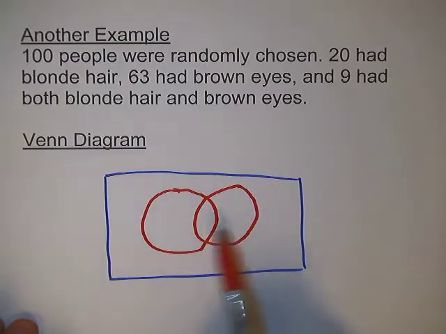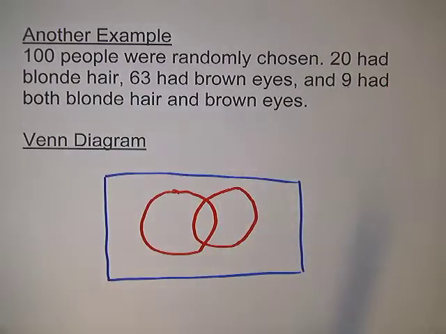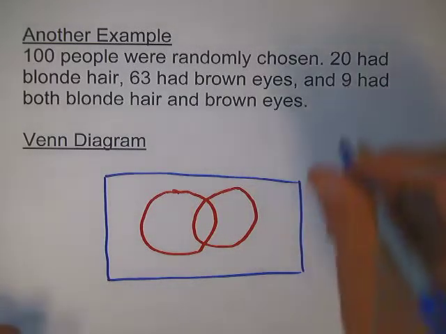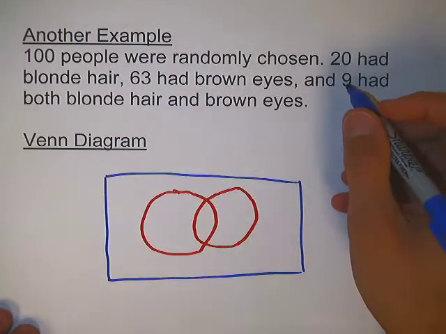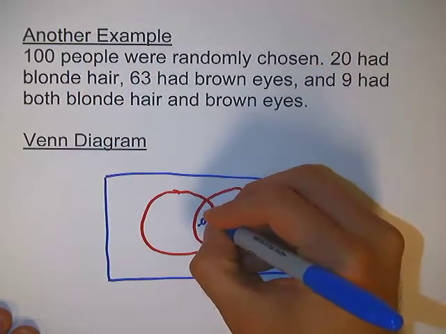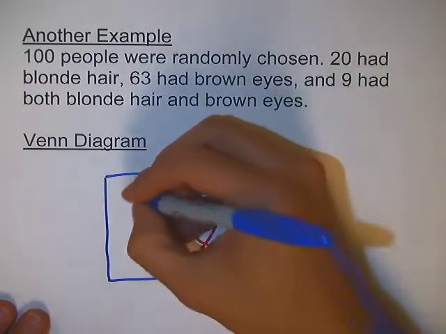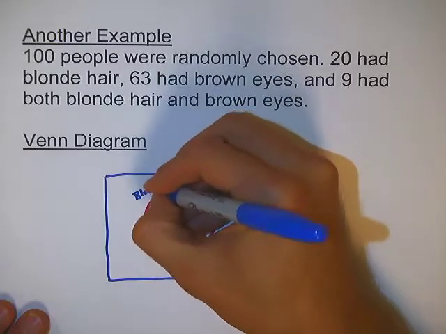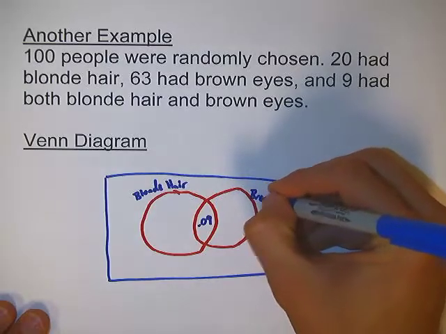These circles don't have to overlap. If there were no people that had both, I would draw them as two separate circles with no overlapping region. Again, the easiest number to put in there is the 9. I like to use them as proportions though. So 9 out of 100 is 0.09. That's the percent or the proportion of those with both. Let me make sure I also label these. So I'm going to have this be blonde hair and this be brown eyes.